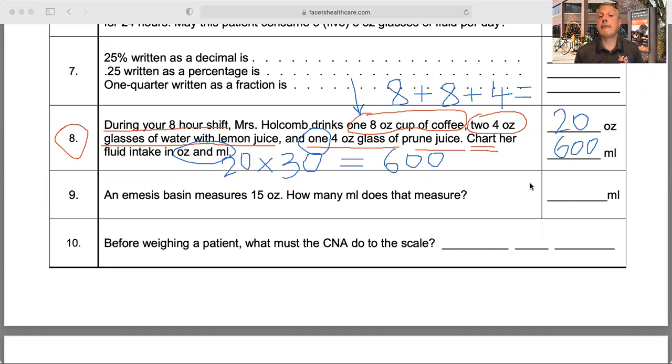1 cup of coffee, 8 ounces each, 2 4-ounce glasses of water, so 8 ounces there as well, 16, and 1 4-ounce glass of prune juice, 20, and then we multiply the 20 by 30 to get to 600 mLs.